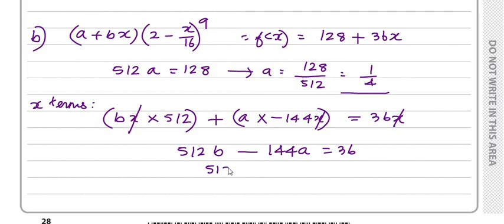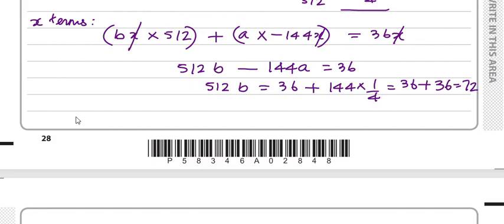So we get 512b is equal to 36 plus 144 times 1 over 4, which is equal to 36 add... 4 goes into this 3 times, and in 24 it goes 6 times. So that is equal to 72. Therefore, b should be equal to 72 divided by 512, which gives us 9 over 64. That's it. Underline the two values. So a is equal to 1/4 and b is equal to 9 over 64.